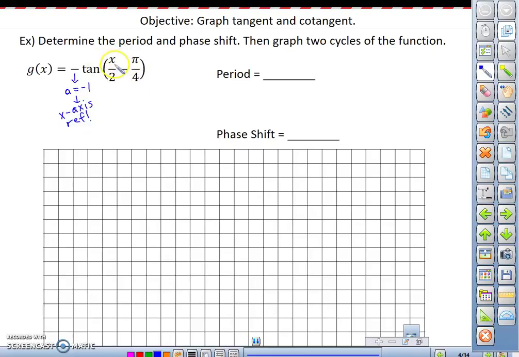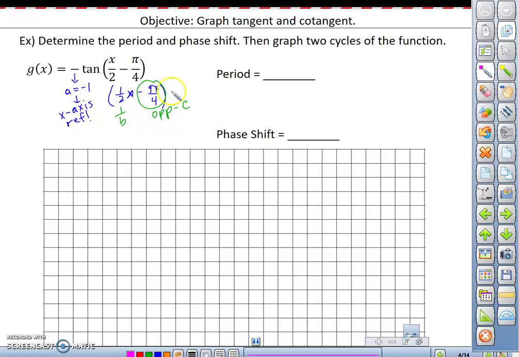This structure right here means 1/2 times x, and then we have minus pi fourths. And so this 1/2 is our 1 over b parameter, and the opposite of this negative pi fourths, that is our c parameter.